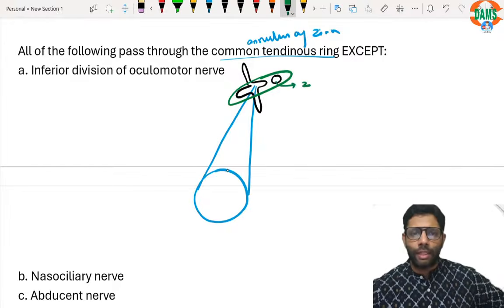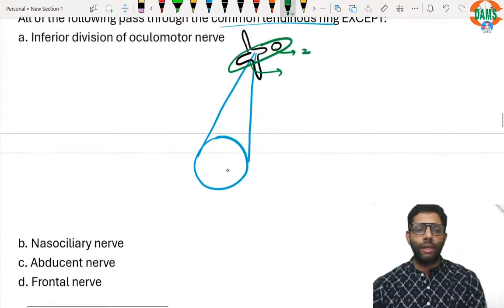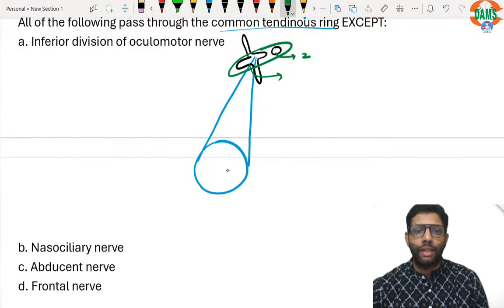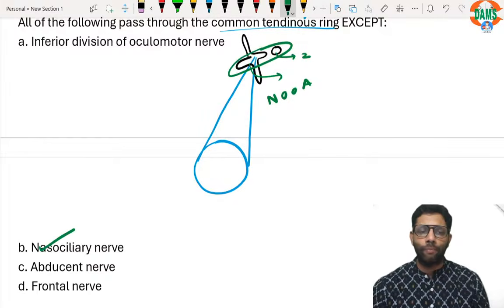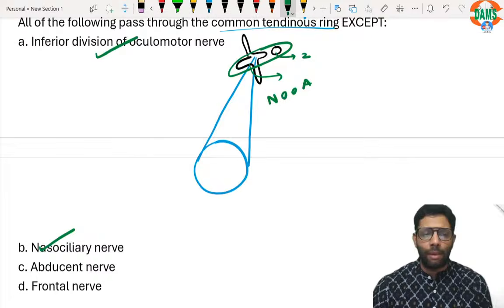From the optic canal, the second nerve passes. Now the third nerve, fourth nerve, sixth nerve pass from the middle part. The question is always what is passing through the common ring. The common ring includes the middle portion. Remember the middle portion as NOA: N means nasociliary, O means oculomotor, superior and inferior divisions, A means abducens.